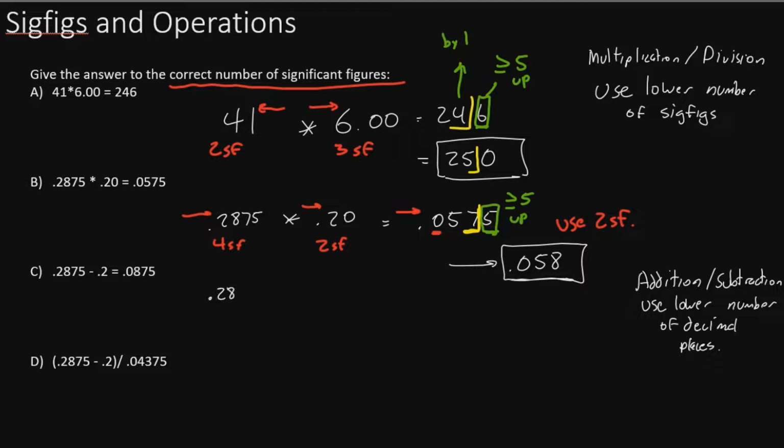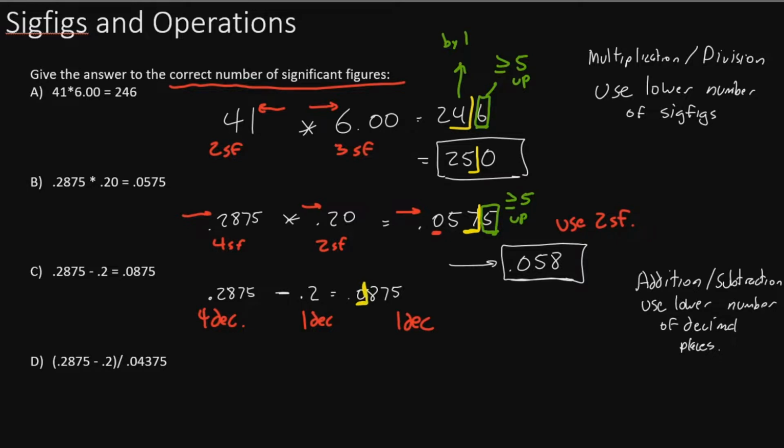So we have 0.2875, and we subtract 0.2. The first number has 4 decimal places, and the 0.2 only has 1 decimal place. Our answer was 0.0875, but we want to round this to only 1 decimal place because we want to use the fewer number of decimal places. And so we draw our mark after the first decimal place.